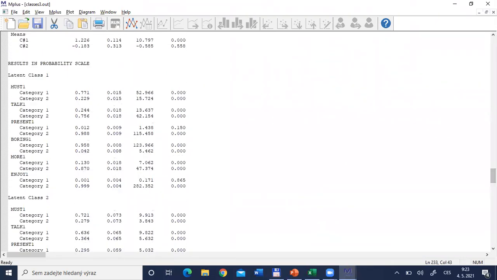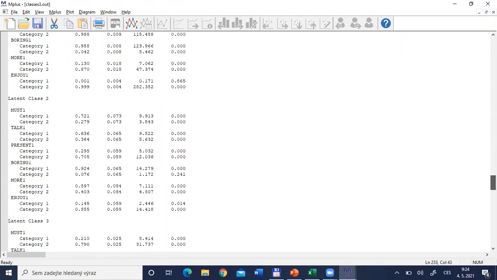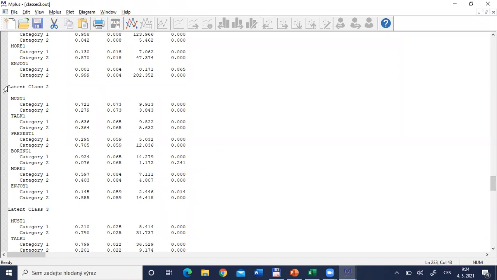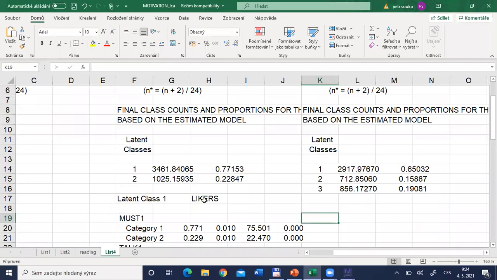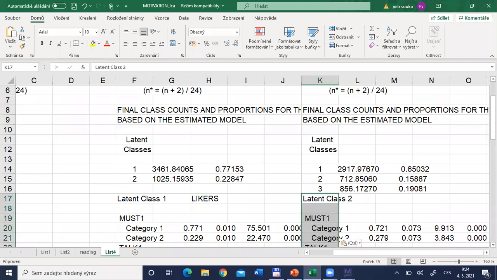So maybe I wouldn't copy the information for the first class, I would only read it from the Mplus output. Here it is. If you read results for latent class one in probability scale, you can find that they do not agree that they must read, they do not agree that it is boring, and they agree with talking about books, with a present about reading more and about enjoying. So these are likers once again. We would read only results for latent class two and latent class three to understand and interpret results. So it would be latent class two, and let's start to read these results.